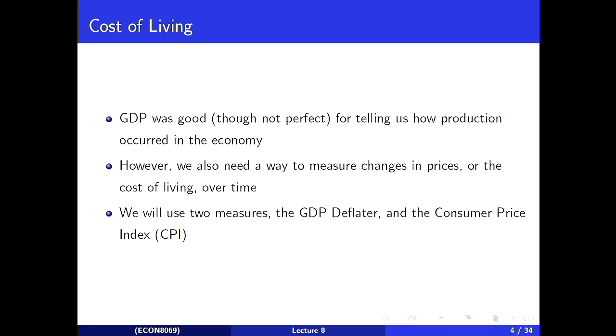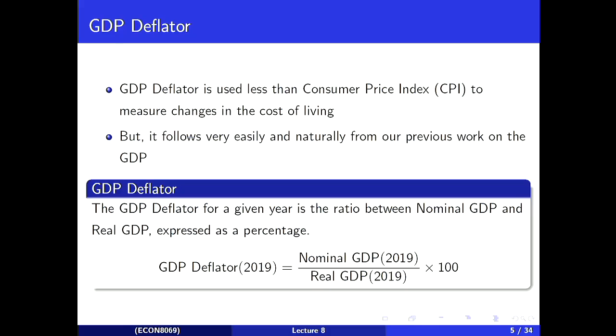We're going to think about the GDP deflator and the Consumer Price Index, or CPI. Hopefully all of you have heard of something like the CPI before. Probably not many of you have heard of the GDP deflator before. They're ultimately pretty similar, but they do have some differences, as we will see. I'm going to do the GDP deflator first because it's less important, but it flows really naturally and easily from the work we did last week. CPI is a much more important measure of cost of living.